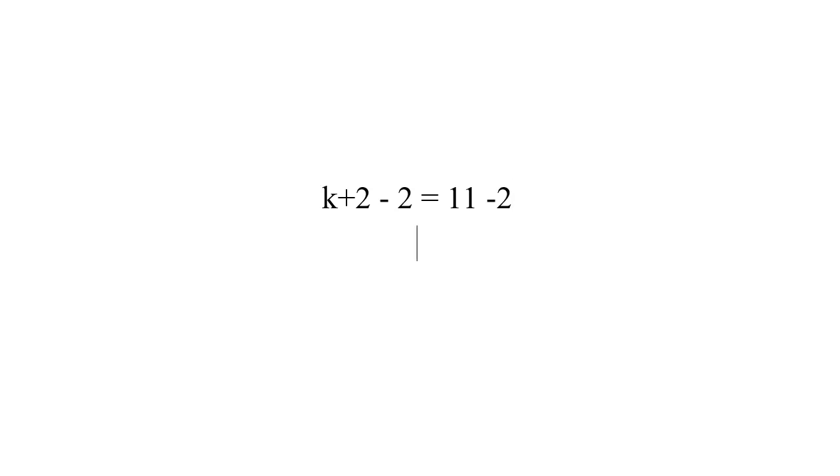Now, k plus 2 minus 2 is just the same as k plus 0, which is just k, equals 11 minus 2. That equals, guess what, 9. So this is why you can use this type of a method to solve an equation.